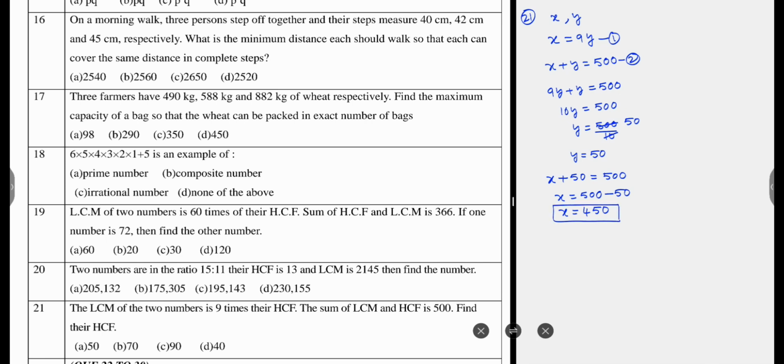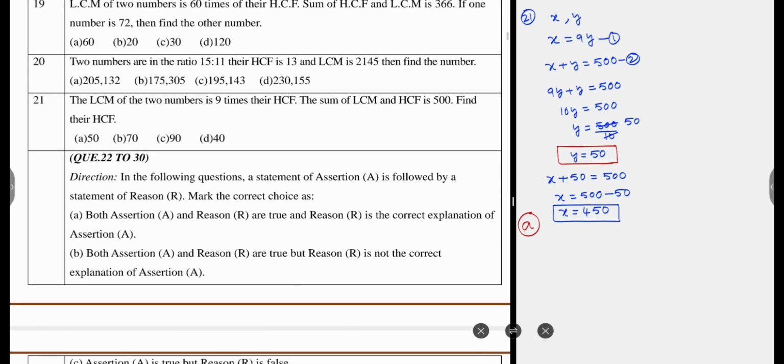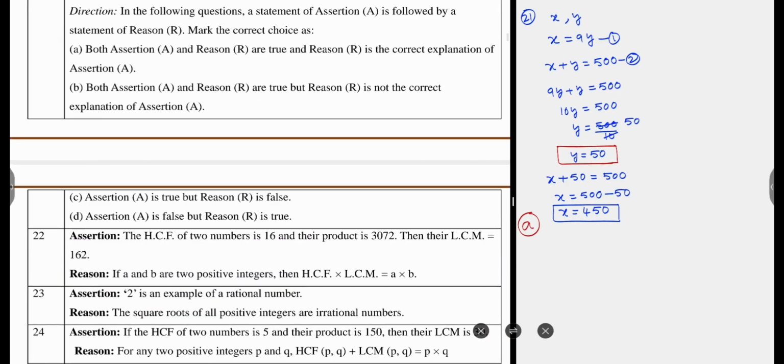They are asking here to find out the HCF. HCF is 50, we already got it here. Y is the HCF here. HCF is 50. So option A is correct. Now from question number 22 onwards we have assertion and reasoning.